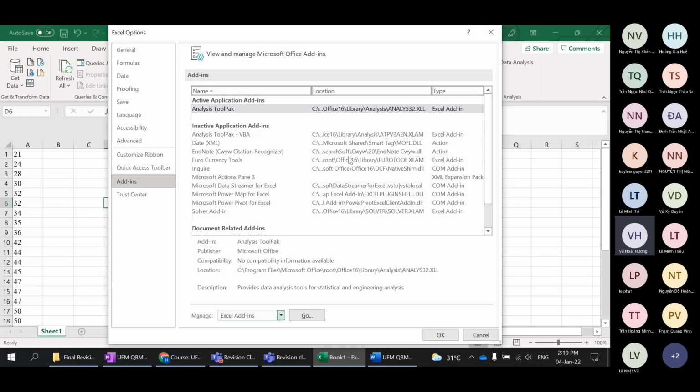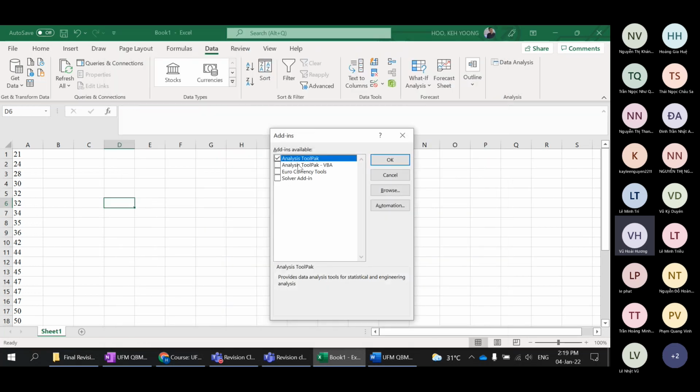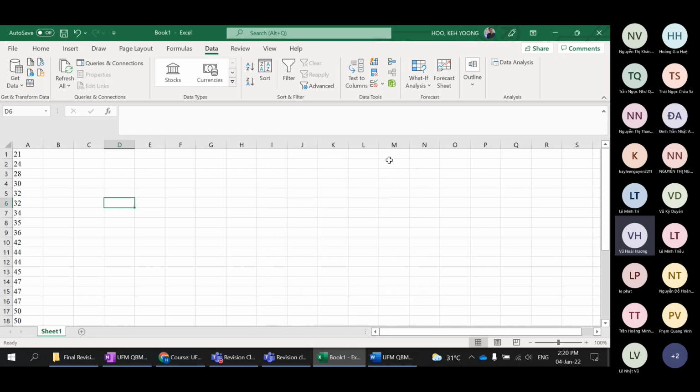The top parts you don't have to do anything. Just add Excel Add-ins, Go. Tick the first option, Analysis ToolPak, and OK. Then you should have the analysis tools ready. Got it. Okay.